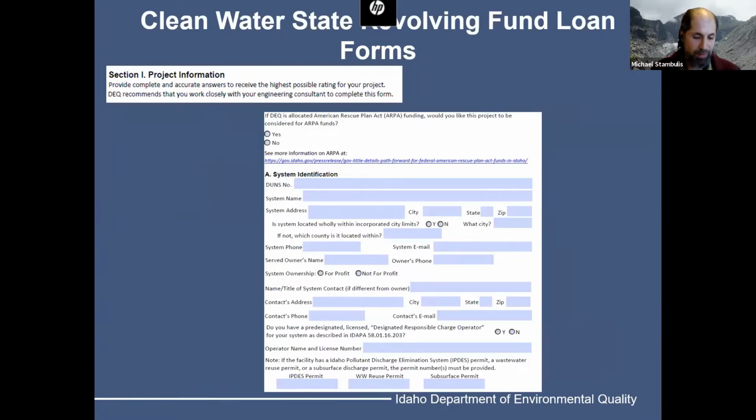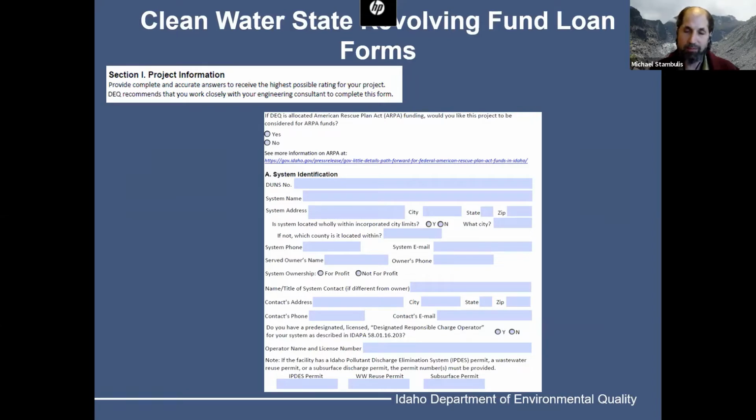So section 1 provides the background information, including any permits under which your facility may be operating. And as has been mentioned a few times, the very first question is talking about the American Rescue Plan Act funding, and if you would like your project to be considered for ARPA funds. This is an important question.